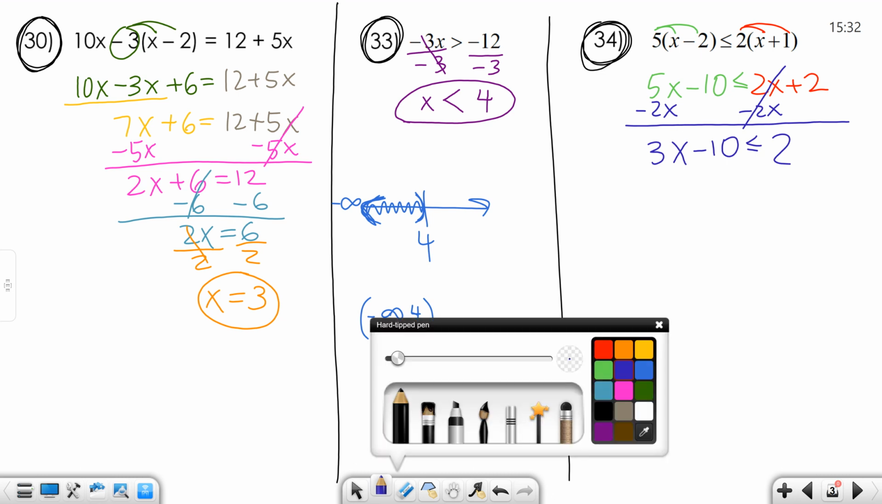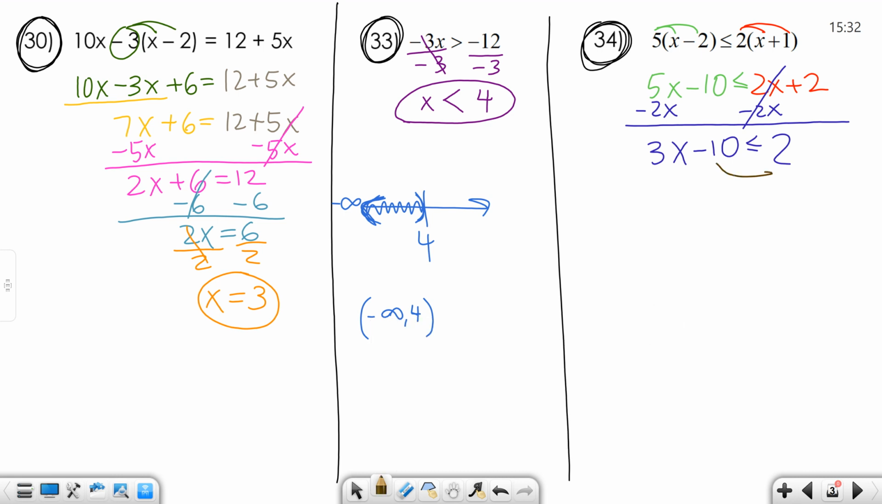Now there's a best move. My best move now is to move this negative 10 over because the 2 is by itself. So add 10 to both sides. That cancels. 3x is less than or equal to 12. And then what do we do? Divide both sides by 3. Did I divide by a negative? Nope. So leave it less than or equal to. x is less than or equal to, and 12 over 3 is 4. So this is my inequality.